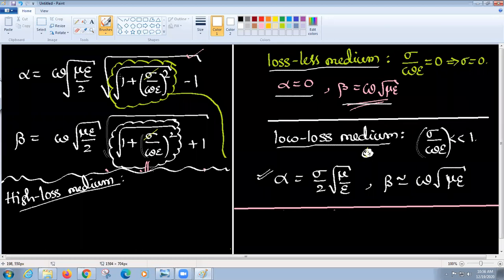Okay, so now I'll take the high loss medium. Now, any idea how to do this? If I cannot expand this using the binomial theorem, then how do we get expressions for alpha and beta now?